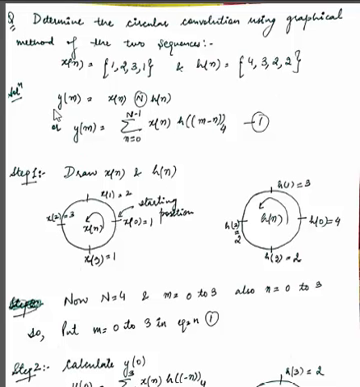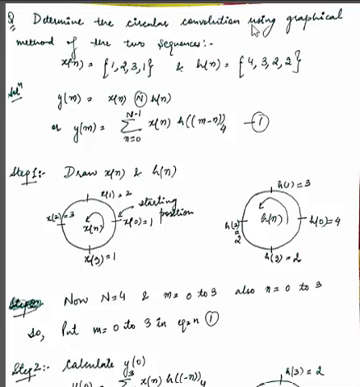Now according to circular convolution, we have y of m is equal to x of n circular convolution h of n. This is the sign of circular convolution. Or y of m is equal to summation n from 0 to N minus 1 of x of n h of (m minus n), with base 4, that is 4-point DFT, or modulo 4. That is equation number 1.